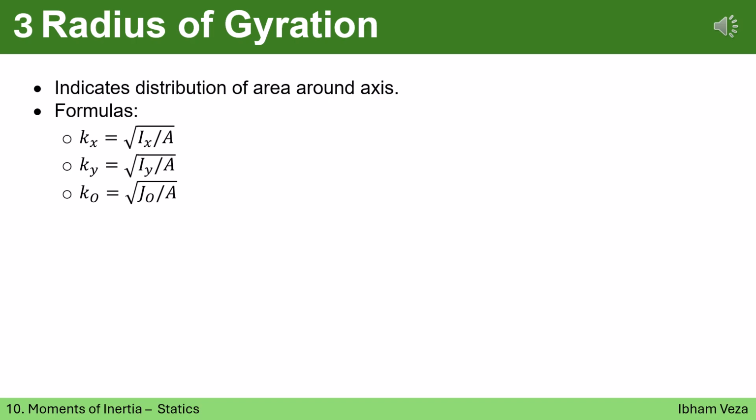Radius of gyration. The radius of gyration provides a convenient way to describe how area is distributed around an axis. It represents the equivalent distance from the axis at which the entire area could be concentrated while producing the same moment of inertia. A larger radius of gyration indicates that more area is located farther from the axis, resulting in a higher resistance to bending or buckling.